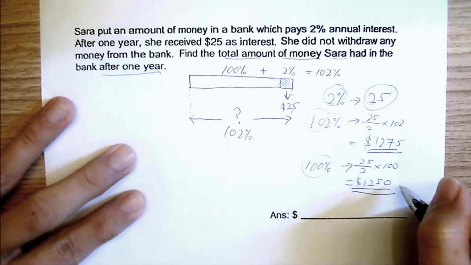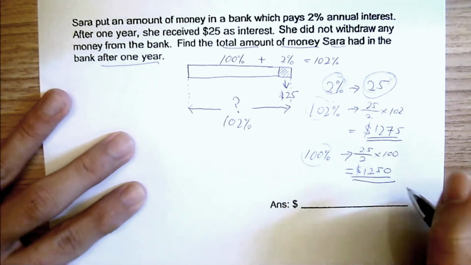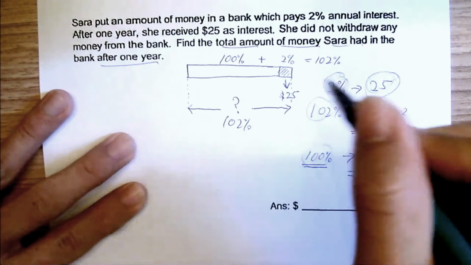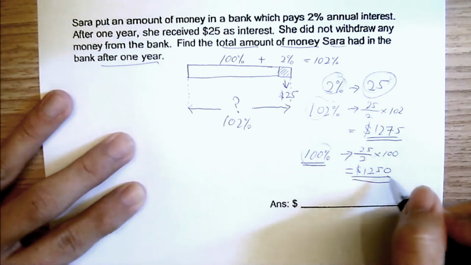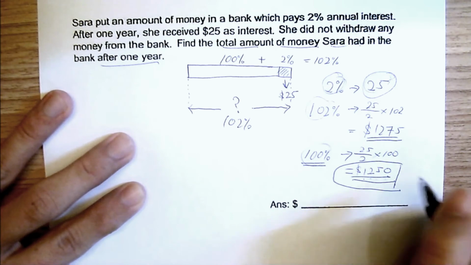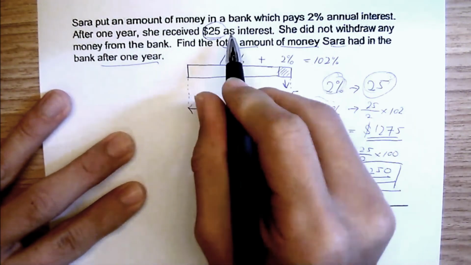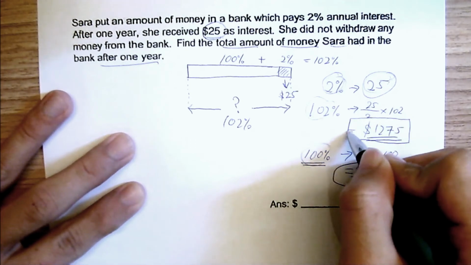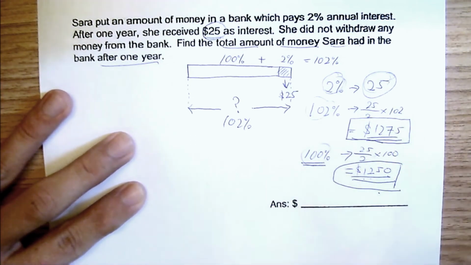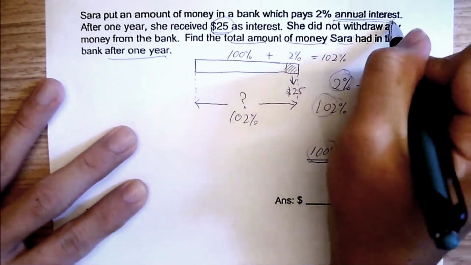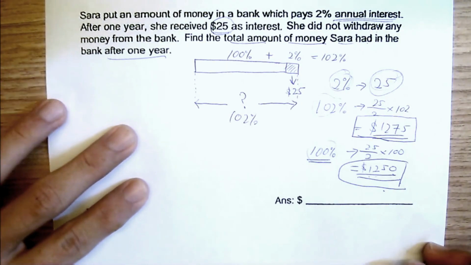Why do I want to show you this? It is because I want to help you understand. Initially, she put in 100%, which is this white color bar. She put in $1,250. After 1 year, the bank gave her $25 as interest, as a reward. That's why she got $1,275 in the end. You see? That's why you should put your money inside the bank. It will give you some interest to reward you. So, happy savings!